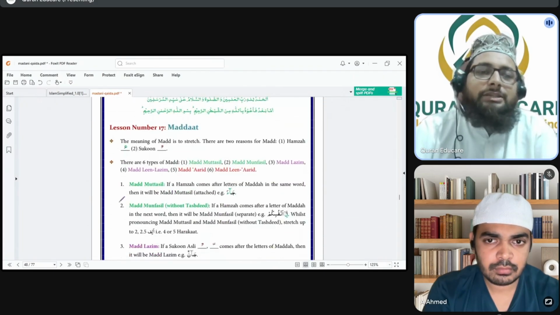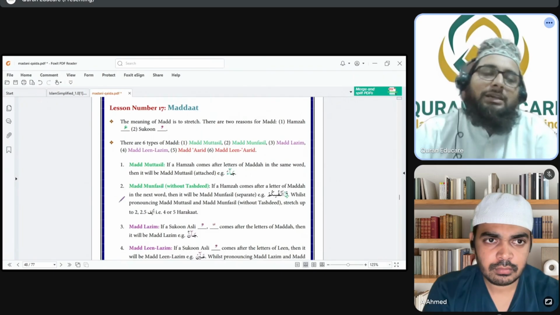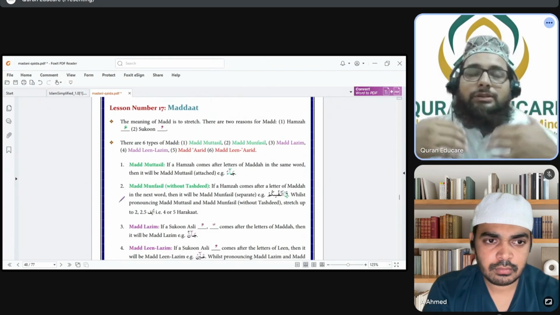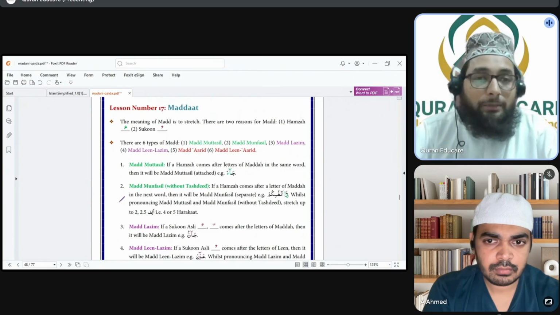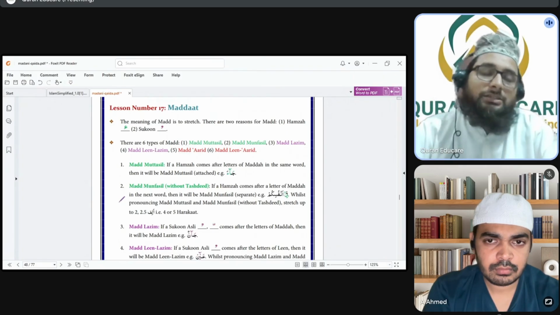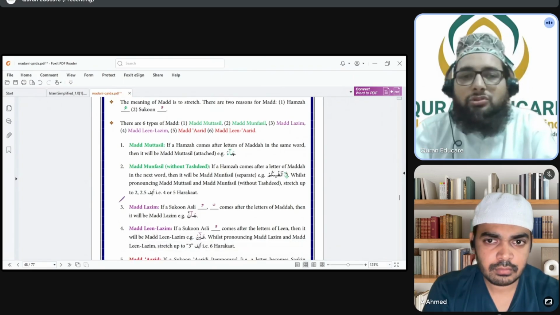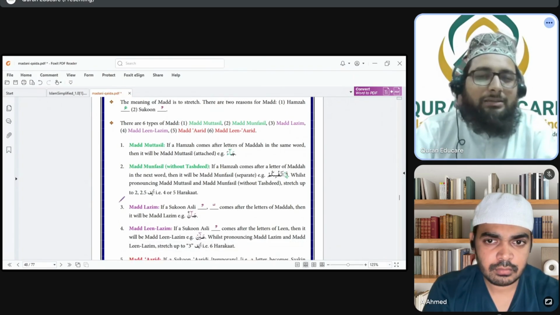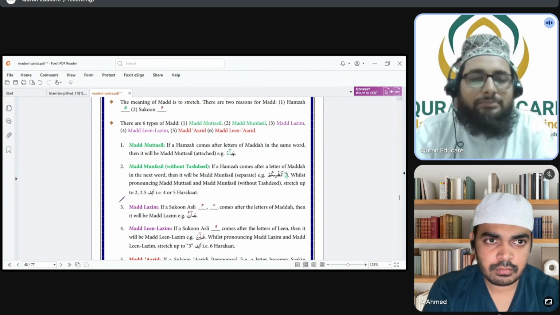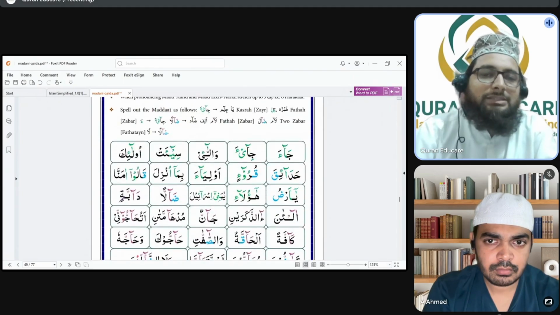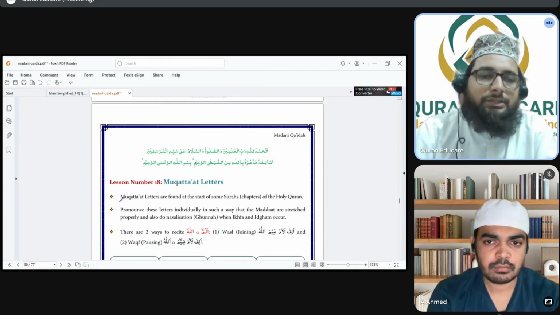In lesson number 17, we learn about the maddat, the reasons of why maddat shows in the Quran, why we should apply the rule of maddat in the Quran. Then we learn about the types of maddat: madde muttasil, madde munfasil, madde lazim, madde leen lazim, madde arid, and madde leen arid. We detail and we practice in lesson number 17.